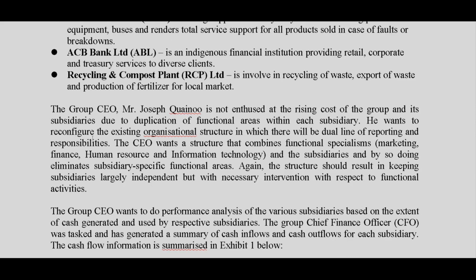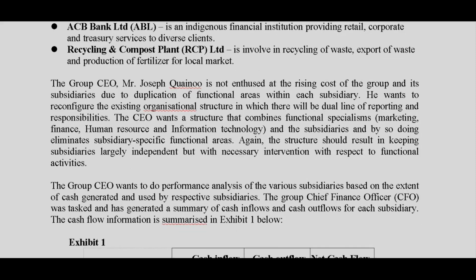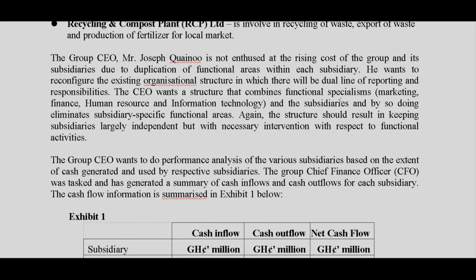He wants to reconfigure the existing organizational structure in which there will be a dual line of reporting and responsibilities. The CEO wants a structure that combines functional specialism, which is marketing, finance, human resources, and IT, and the subsidiaries, and by so doing, eliminate subsidiary-specific functional areas. Again, the structure should result in keeping subsidiaries largely independent, but with necessary intervention with respect to functional activities.